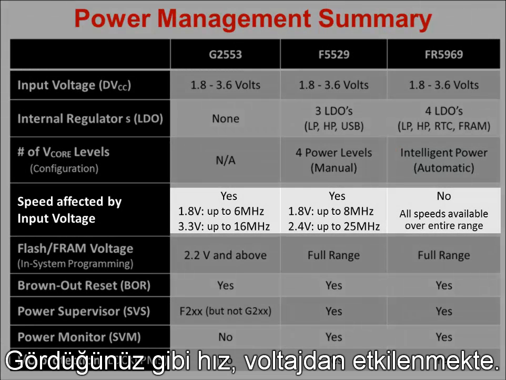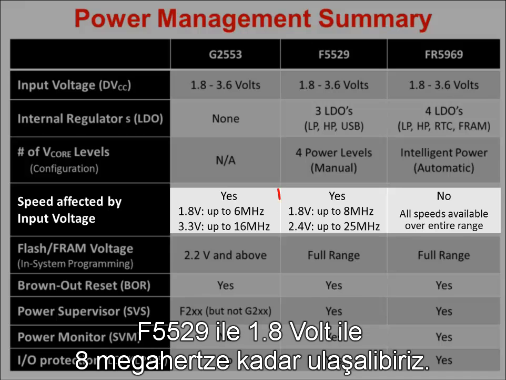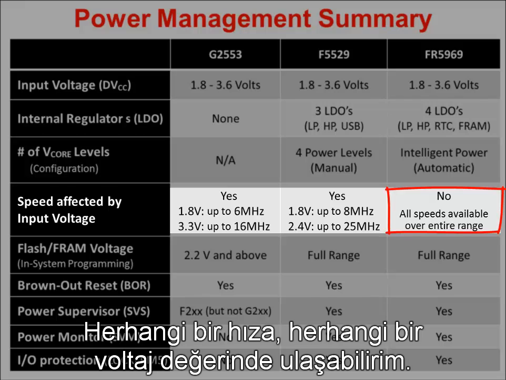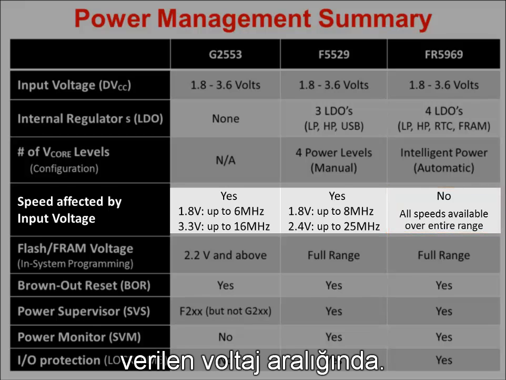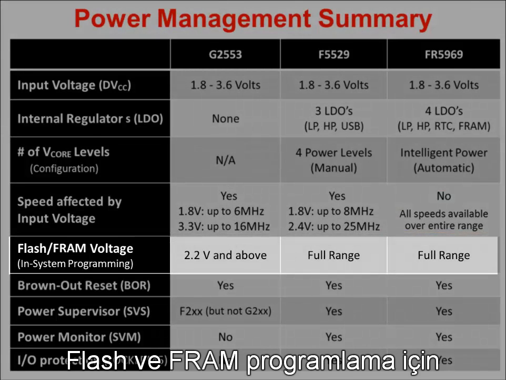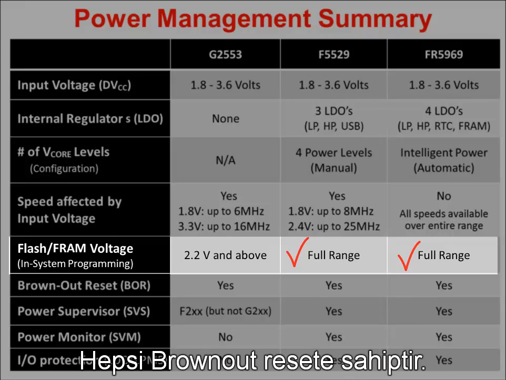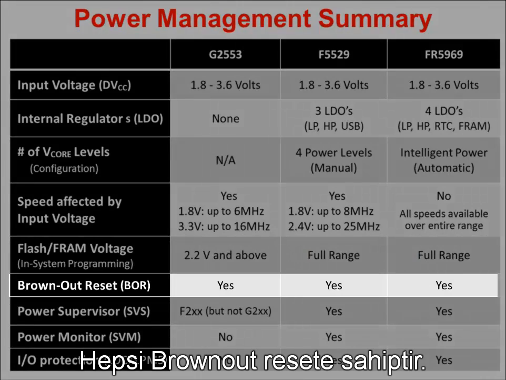You can see that the speed is affected by the voltage, so I can run up to 8 megahertz on the 5529 at 1.8 volts. We don't have those limitations though on the 5969. I can run at any speed at any voltage within the given voltage range. You can also see the flash and FRAM programming. We don't need to have a specific voltage in order to program the flash on the 5529 or the FRAM on the 5969. They all have a brownout reset.